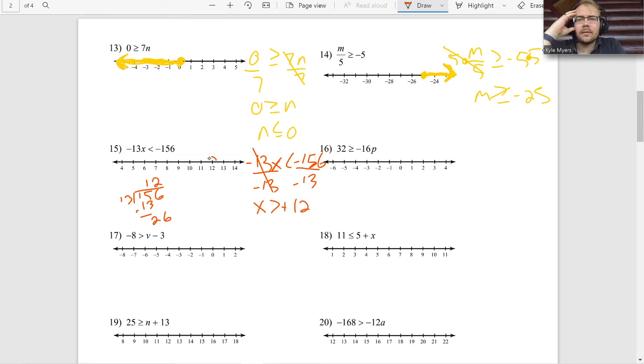Here's 12. And we want to go greater than 12. So there we go. There's the answer. 32 greater than or equal to negative 16.